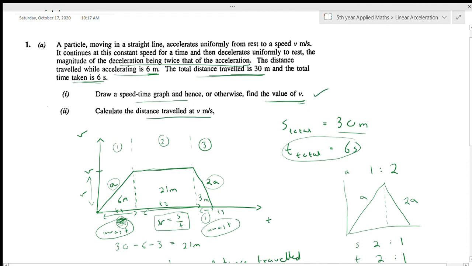Calculate the distance travelled at v meters per second. Well, when was it travelling at that speed? That's all at stage 2, basically from here to here. So the distance travelled during that stage we've already actually figured out is 21 meters. So we have that bit answered already.